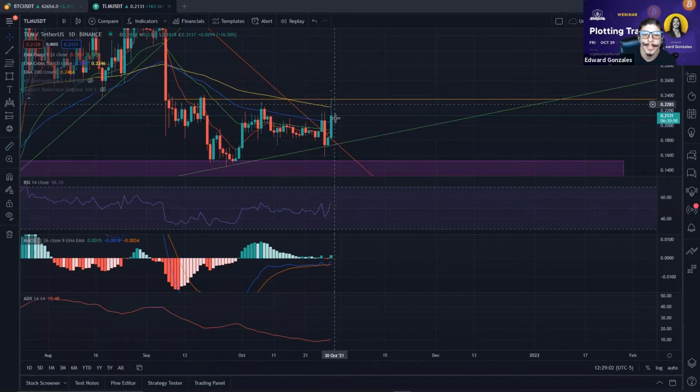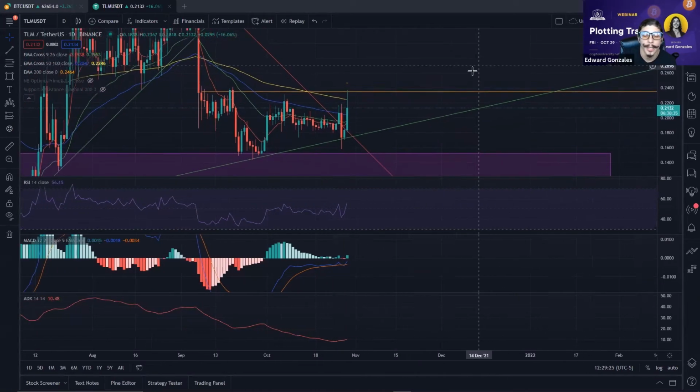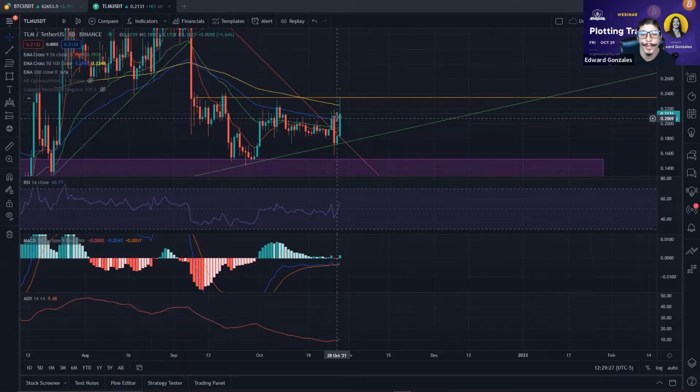Now, essentially, what this tells us is that this is a valid downtrend, because they're all underneath each other. 9 is underneath the 26, so here's the downtrend cross. 26 is underneath the 50. Here's a downtrend cross, and the 50 is underneath the 100. So this is a valid downtrend. If you're trying to take a long on this breakout, now you're counter trend trading.